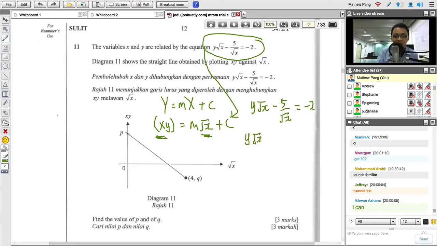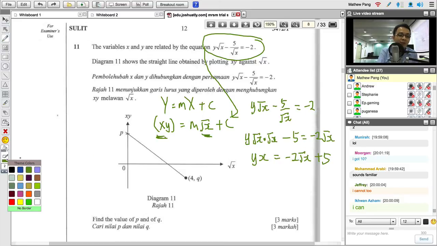This one multiplied by square root of x, just left this one. And this one is negative 2 square root of x. Square root of x multiplied by square root of x will give us x. So this one is called yx. I'm going to throw the negative 5 to that side, so it becomes negative 2 square root of x plus 5.